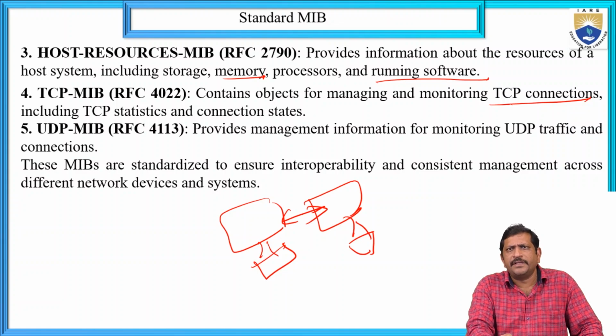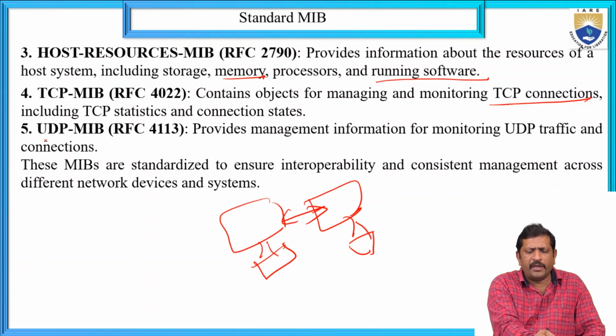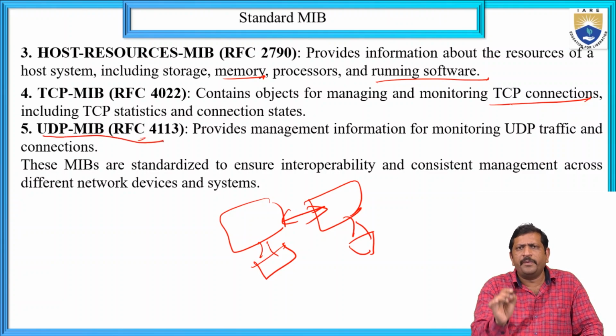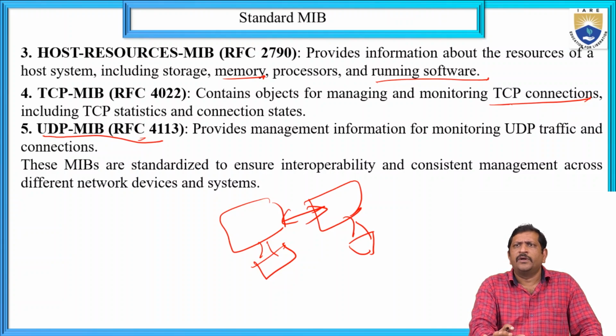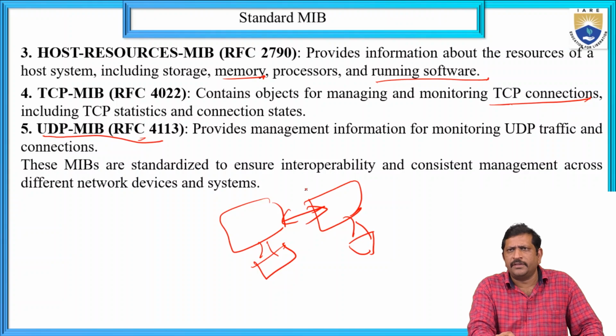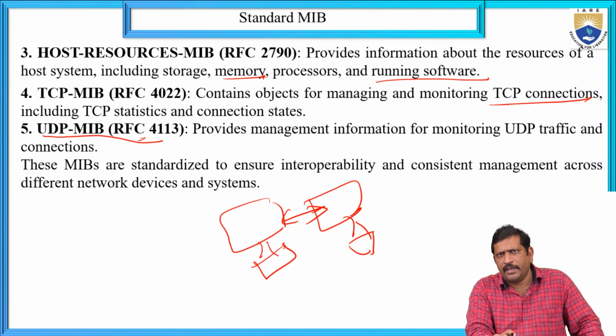This is about the TCP MIB and the UDP MIB. For the UDP MIB we are using RFC 4113. This RFC 4113 provides management information for monitoring UDP traffic between two devices. Whatever connection is established between these devices can be monitored and managed with the help of the UDP MIB.